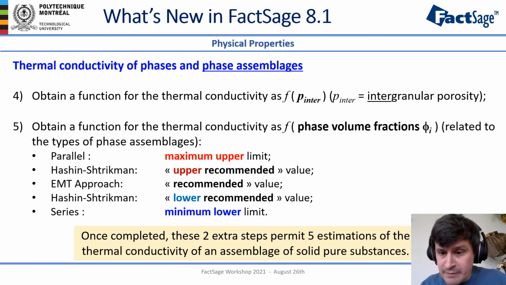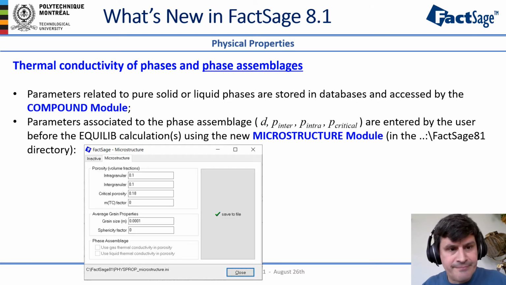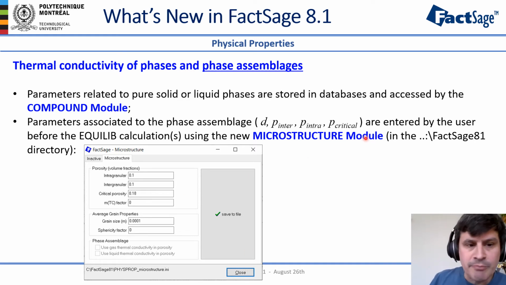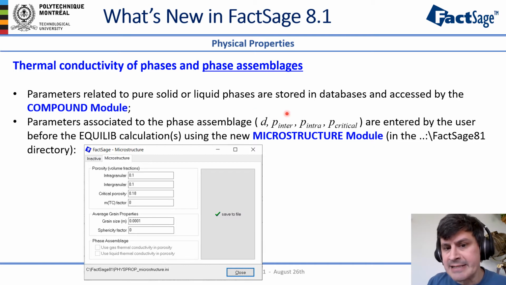So this is a big addition in FactSage, and as you will see in the database part, we added many thermal conductivity parameters and volumetric parameters, which are necessary to compute the thermal conductivity in our databases. So in order for the user to provide information about the microstructure, we created a microstructure module, which will permit you to enter the grain size, intergranular porosity, intragranular porosity, and critical porosity values.